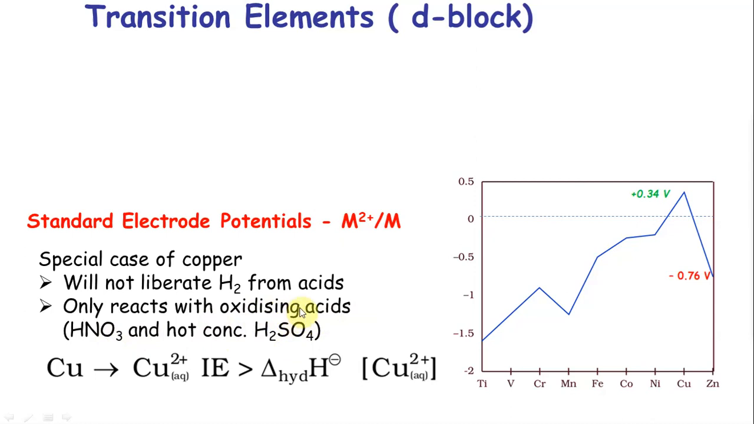Oxidizing acids are the ones where the central atom is in its highest oxidation number. Nitrogen is plus 5, sulfur is plus 6. They are oxidizing and they can oxidize copper. HCl cannot do this because HCl is not an oxidizing acid. Why is copper different? Because copper going to copper 2 plus is the opposite of what we want here. This is a reduction potential, the opposite of what we want.